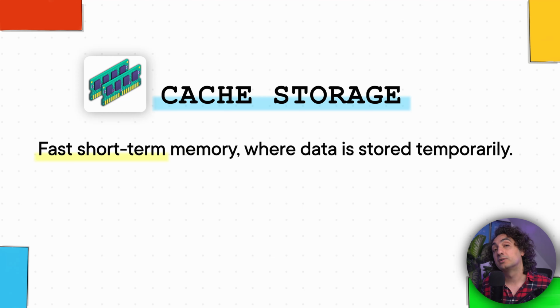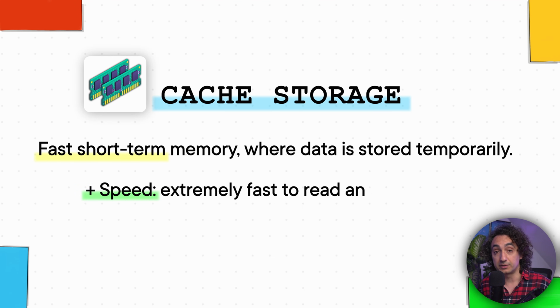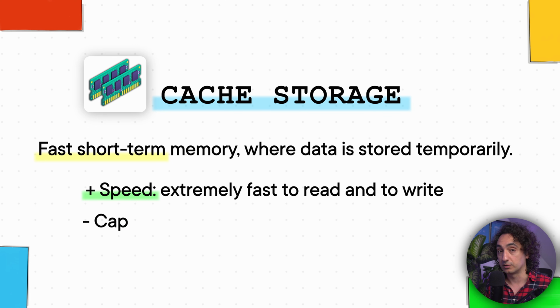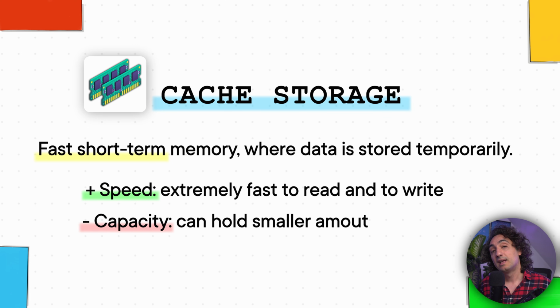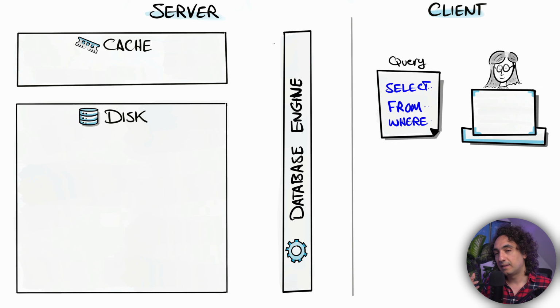And the big advantage of the cache is that it is fast. So it is very fast for the database to retrieve data from the cache compared to the disk. But the disadvantage of the cache is that the data is stored there only for a short period. So it's like a trade-off between the speed and how much data you can store and for how long.